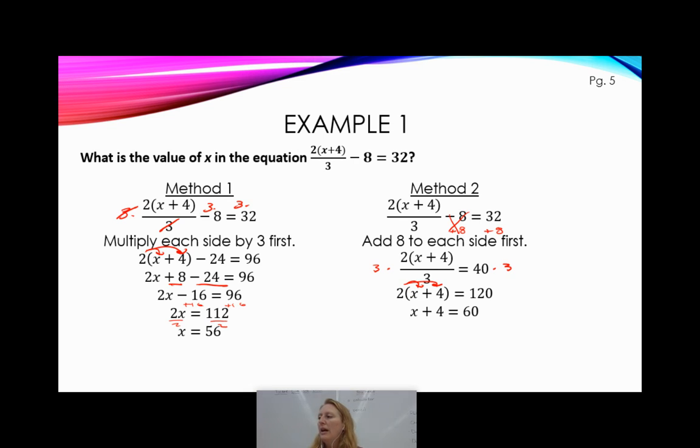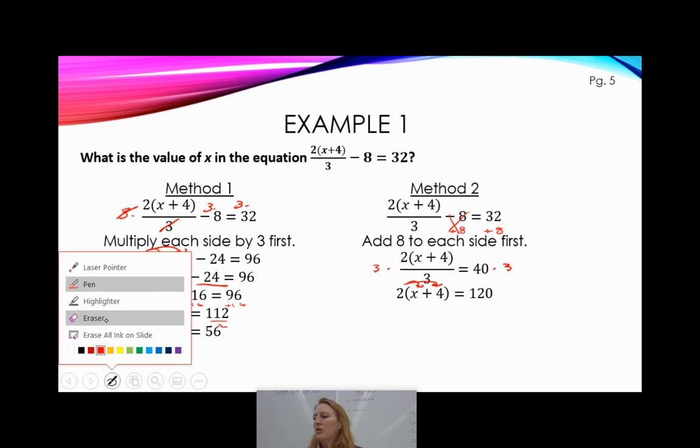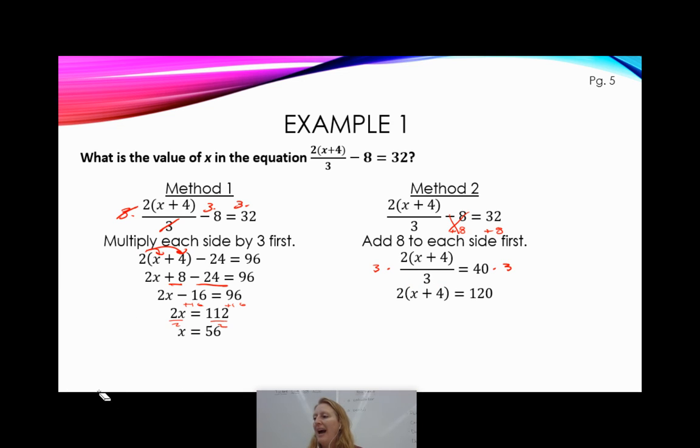So I get 2, pardon me. Oh, actually, there was a different tactic here. Hang on. I'm going to show you the tactic that they used in the book. At this point, you could distribute, again, more than one way of doing this, or it looks like the book divided by 2, right? Make those 2's go away. So they have x plus 4 equals 60. And then, of course, we subtract 4 on both sides, and we get x equals 56.